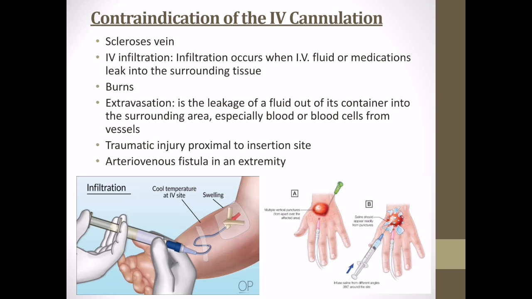Another one is traumatic injury proximal to the injury site. If there is any kind of injury where you are going to pass the IV cannula, then you cannot pass at that site. The arteriovenous fistula: this we mostly make in dialysis patients. So if there is any kind of fistula, you cannot pass the IV cannula.